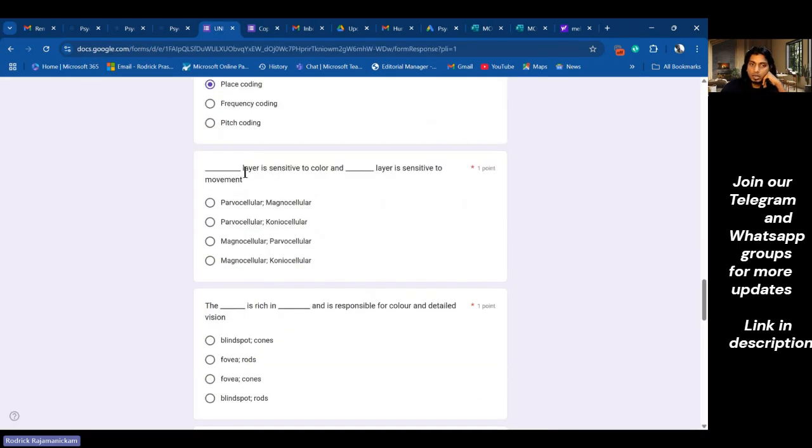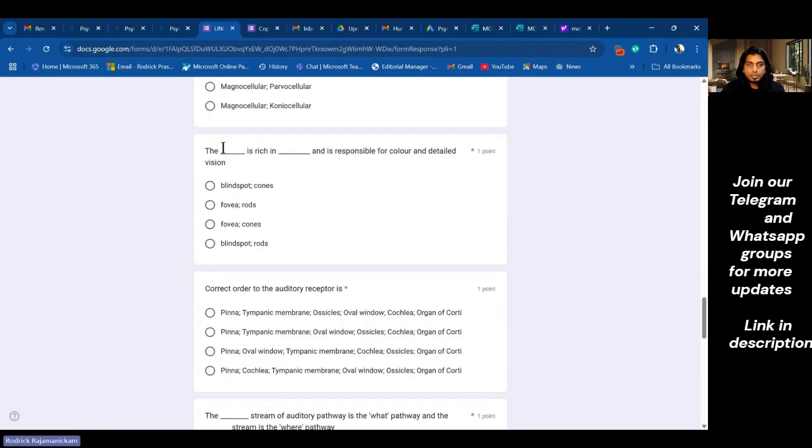So then we have the layer that is sensitive to color, which is parvocellular. The layer that is sensitive to movement is magnocellular. You can remember by magno, M is for movement. So that is one way of saying it. Coniocellular combines both of them to an extent. So the parvocellular layer is rich in cones and is responsible for color and detailed vision.